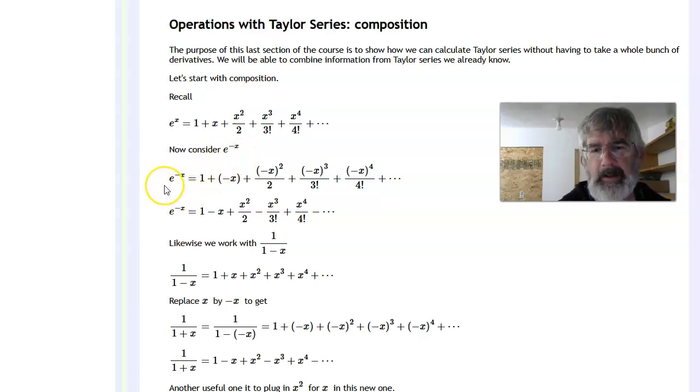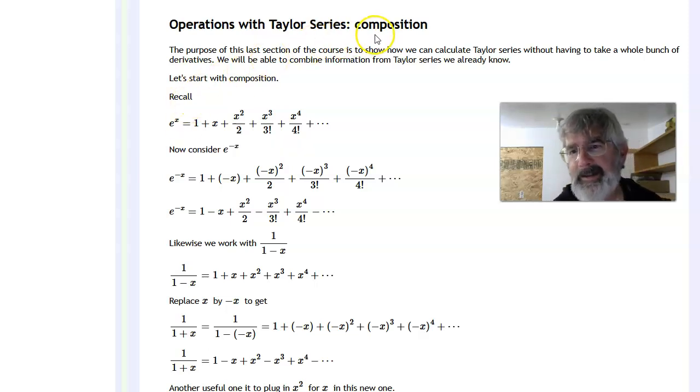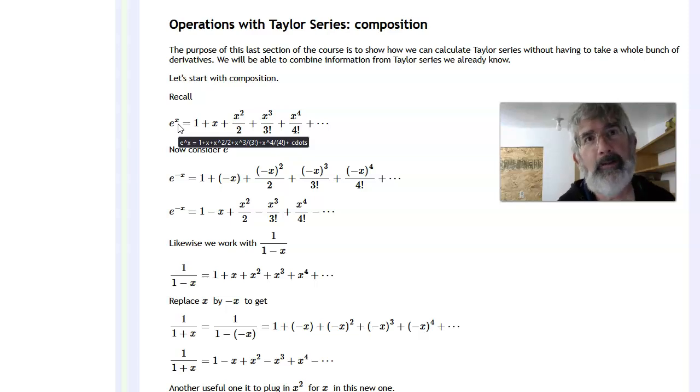But I can think of e to the minus x as just e to the x with x being replaced by minus x. This video is about composition, right? We're going to be putting one function inside of another. And so if I just replace all the x's here in this equation with minus x's, the thing is this is true for any value of x I plug in, whether I plug in 2 or minus 2, whether I plug in 7 or minus 7, right?